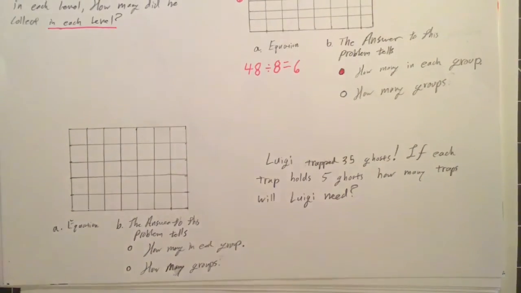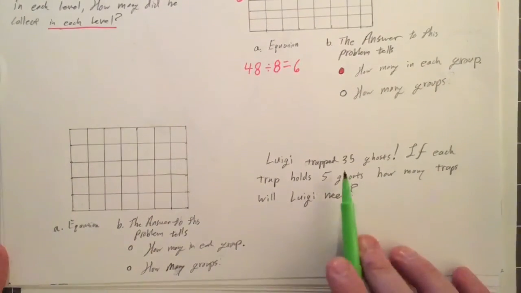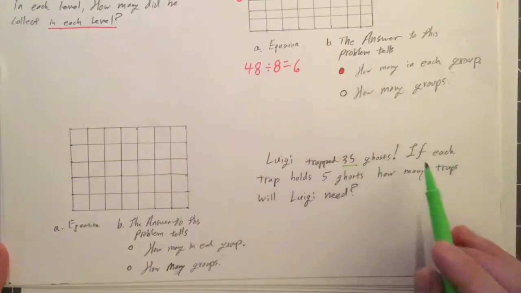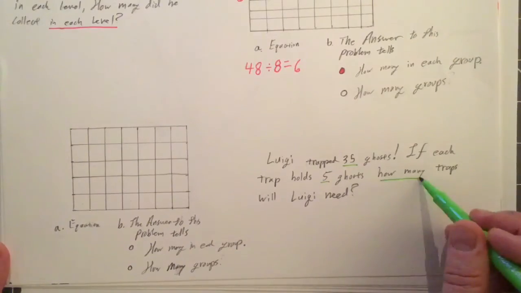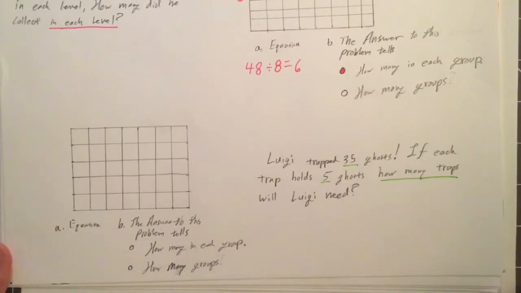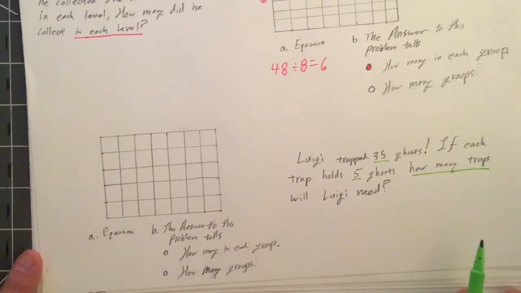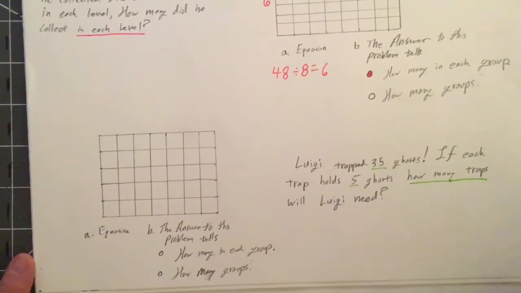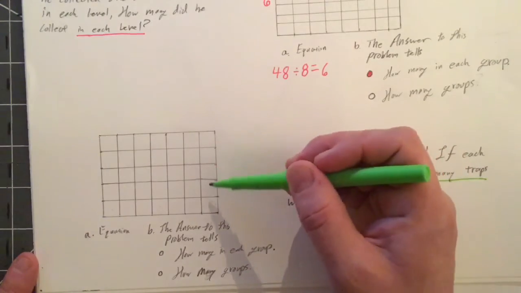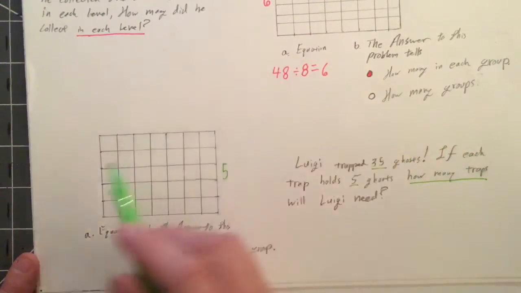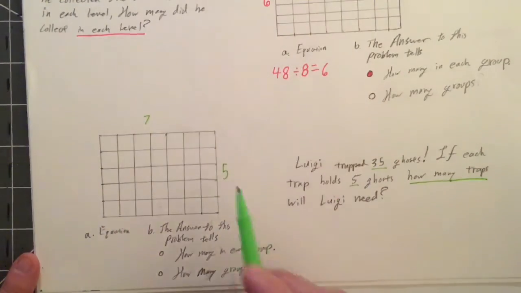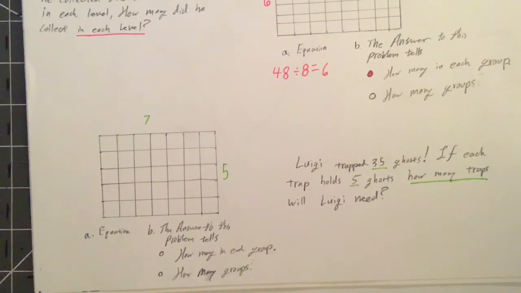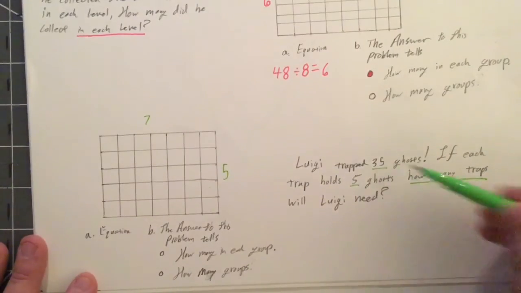All right, so Luigi trapped 35 ghosts. If each trap holds 5 ghosts, how many traps will Luigi need? We've got right over here, we've got an array that goes along with it. Let's do that same process of doing our length and width on this one. We've got 1, 2, 3, 4, 5. We've got 5 on that side. 1, 2, 3, 4, 5, 6, 7. We've got 7 on this side. What is 5 times 7? Well, 5 times 7 is 35. 35 ghosts.